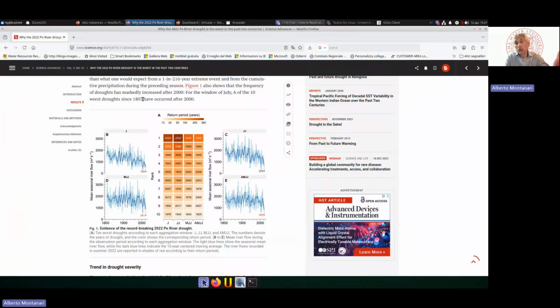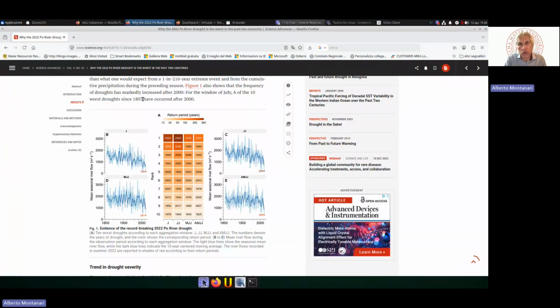And then as you go down in the rows of the table, of course, the color becomes lighter. And it becomes lighter because the return period is decreasing, because the severity of the drought of the second worst, third worst, etc., is becoming lower. So basically from the table, we already understand that 2022 was really bad in terms of low flows, and it was the worst in the centuries.